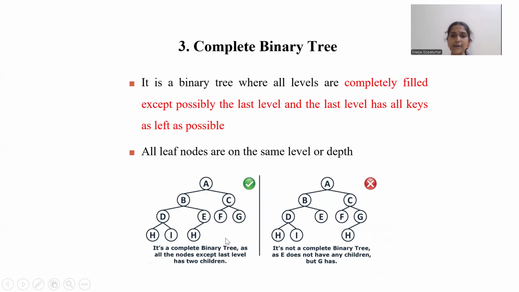So we can see here, as per the definition given here, complete binary tree means all the levels must be completely filled, which means that in each and every level, the internal nodes must have exactly two children, except the last level, where the nodes can be filled from as left as possible. So all keys can be present in the as-left-as-possible format.